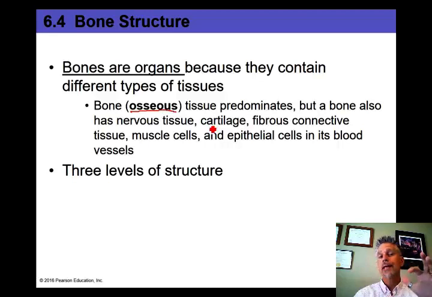Cartilage, like we said, on the ends of bones often. Different types of fibrous connective tissue. There may be muscle cells associated with it as well, and definitely epithelial cells that are lining the blood vessels that keep it alive.